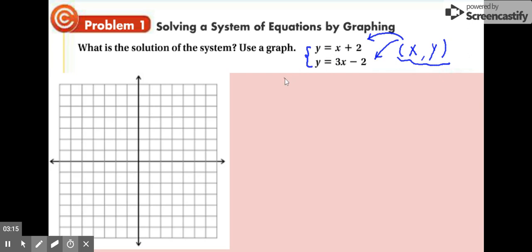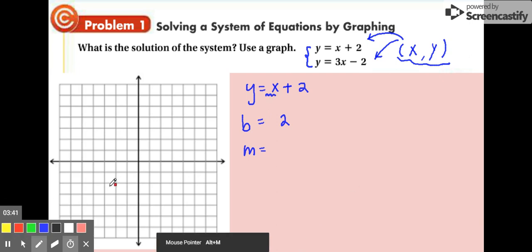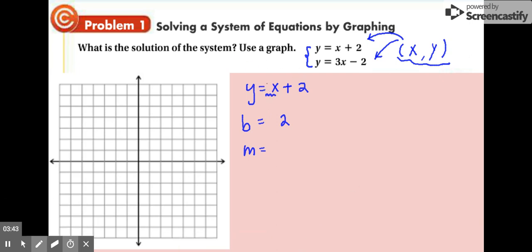Okay, so now y is equal to x plus 2. So now we're going to graph it. When you graph it, you have to find the y-intercept, right? Because we always start from the y-intercept, and we have to find the slope. So what is the y-intercept? The number itself, 2. And what is the slope here? What is the number multiplied to x? There's nothing. It means it's times 1. So the slope is 1.